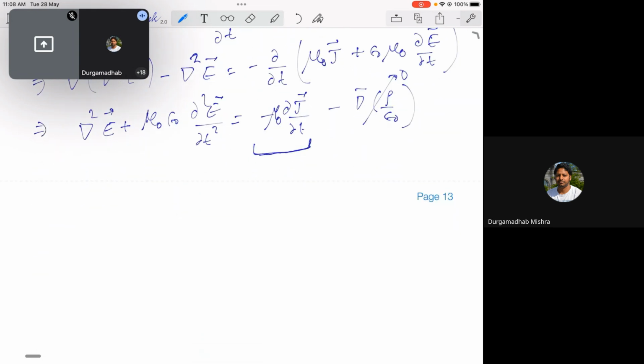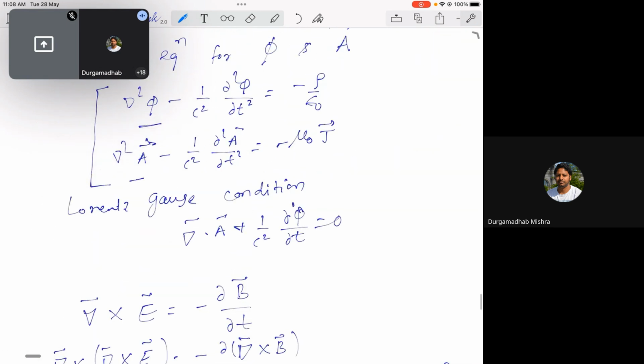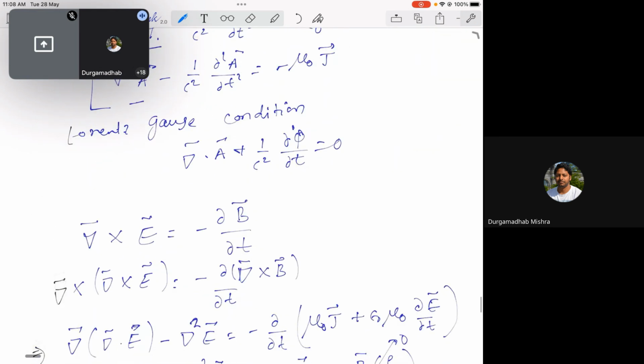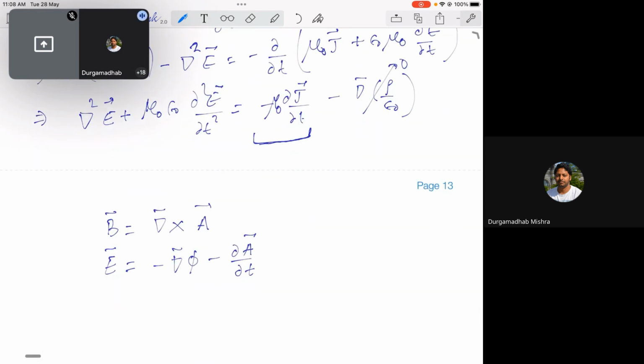So B will simply be the curl of A, and your electric field will be minus gradient of phi minus del A by del t. What we do in today's class is find a solution for phi and A for different conditions, and then just use this. Once you find A and phi, you can then calculate B and E corresponding to whatever charge configuration you are considering.